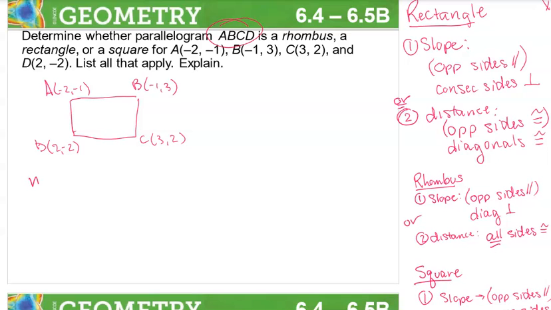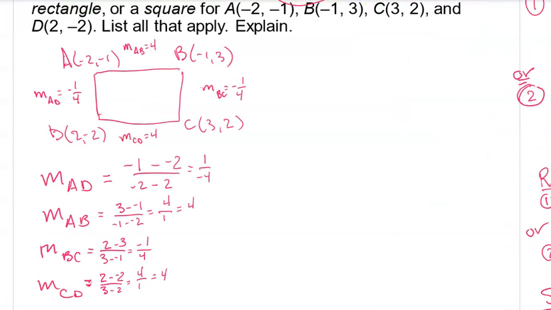So I'm going to find the slope of AD, the slope of AB, the slope of BC, and the slope of CD. I've calculated the slope of each of these, and I see that the slope of AB is 4, the slope of the one next to it is negative 1/4. Slopes with the opposite reciprocals are perpendicular. So I know at least that this is a rectangle. But then I have to check to see if this is a square.